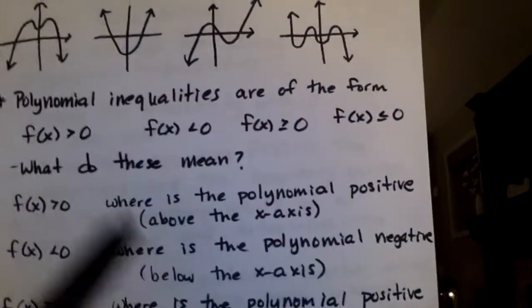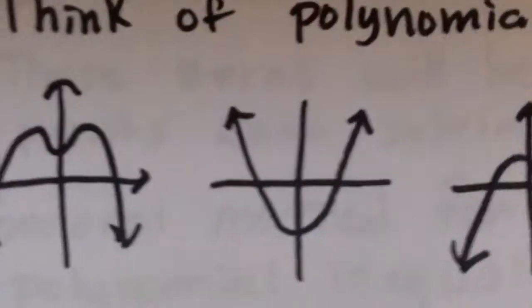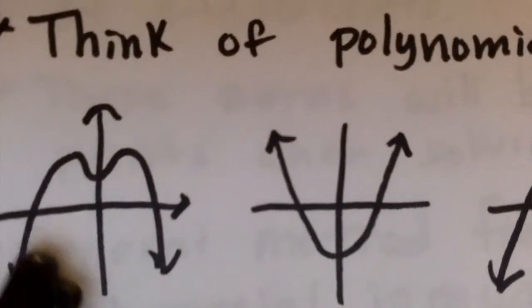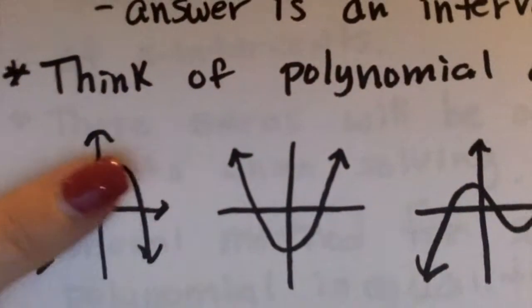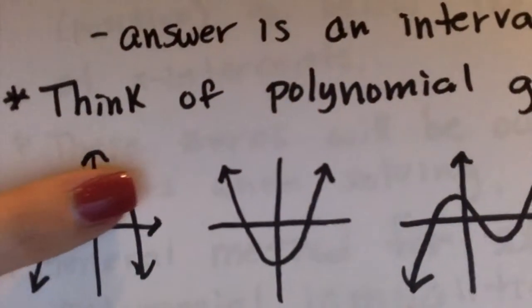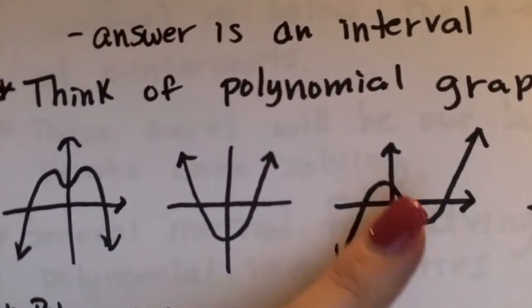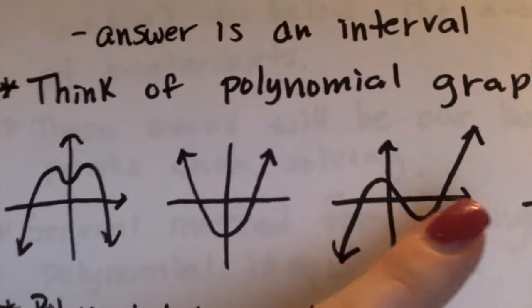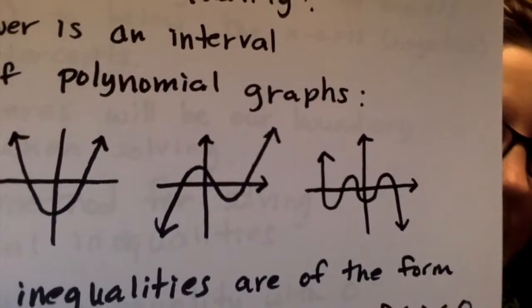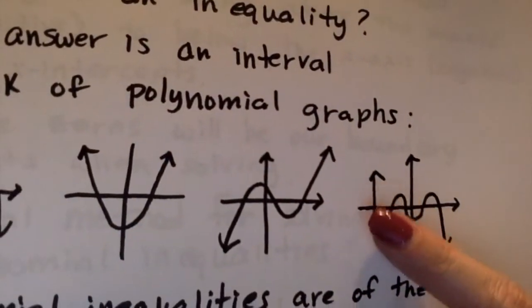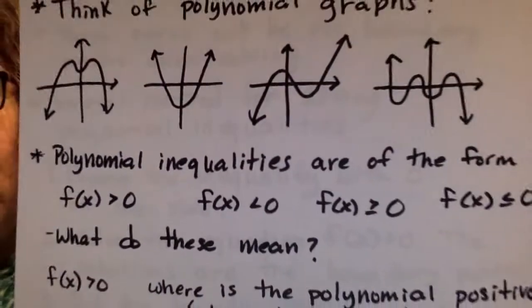And so if I look at these graphs, I can look at this first one. Let me zoom in. I'm trying to find out where this polynomial is above the x-axis. Well, it's above the x-axis right in here. On this one, I've got two different pieces that are above the x-axis. Over here, we've got a little tiny piece that's above the x-axis, and then this larger piece over here. And on this last one, we've got, again, just a few little pieces that are above the x-axis. So that's where the polynomial is positive.